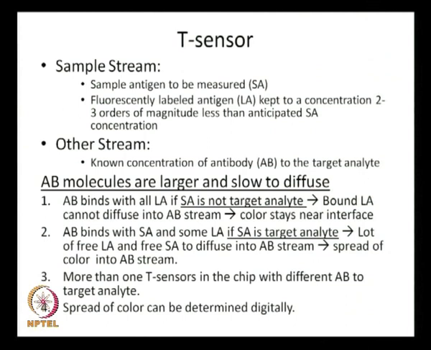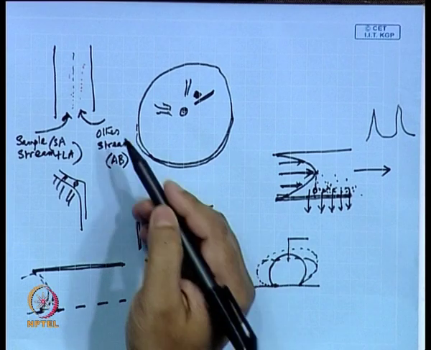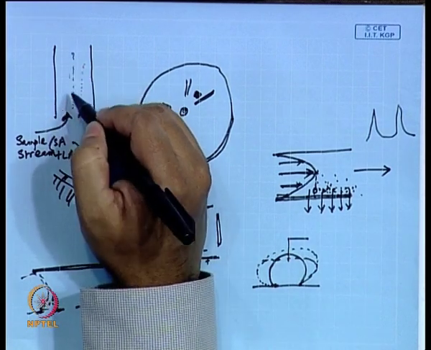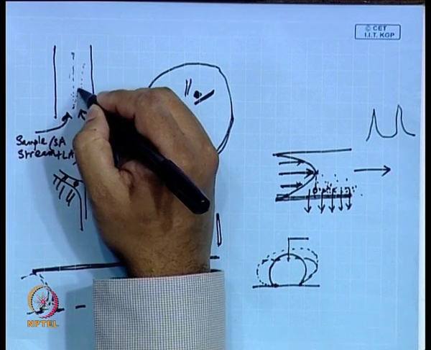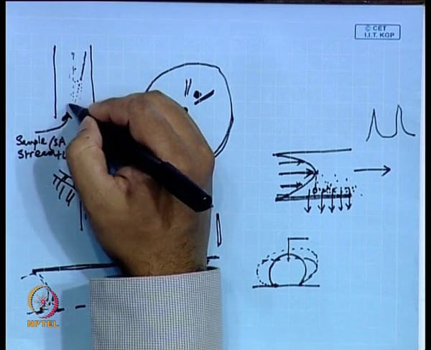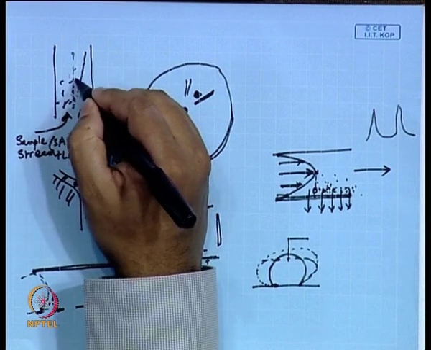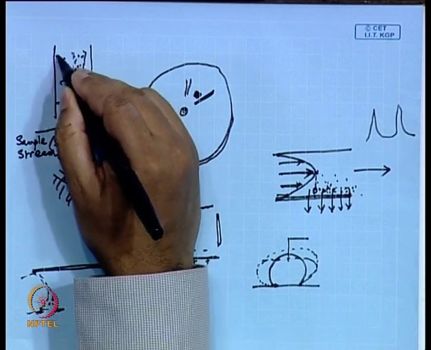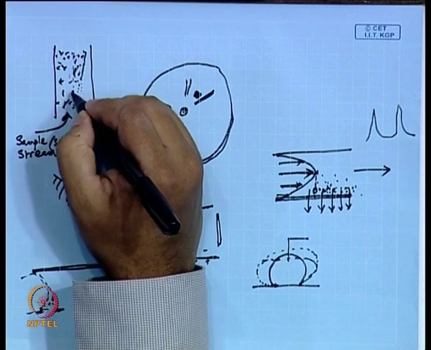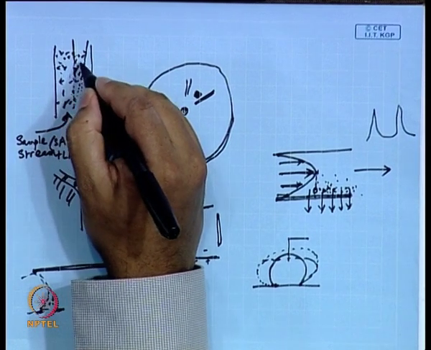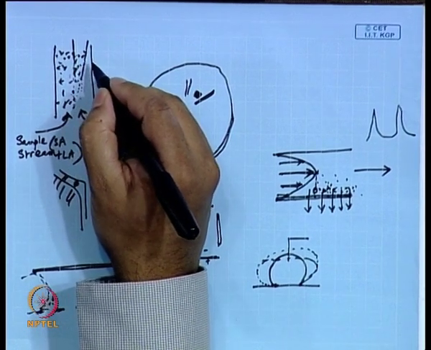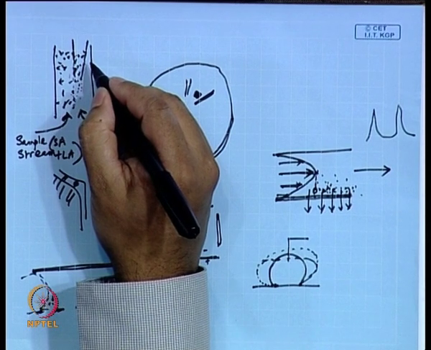AB stream means which stream? The other stream. I originally had the sample, which is SA plus LA, and another stream which is AB. Now, the two are moving side by side, and in most cases there would be color penetrating, maybe more deep here and lighter there. There would be a penetration of color into this other stream, which is predominantly AB.